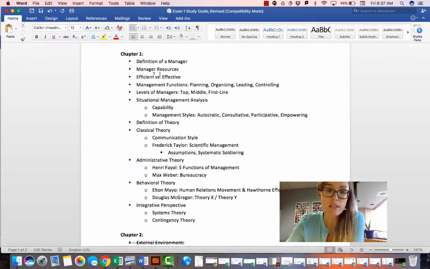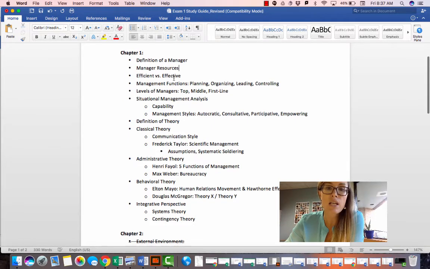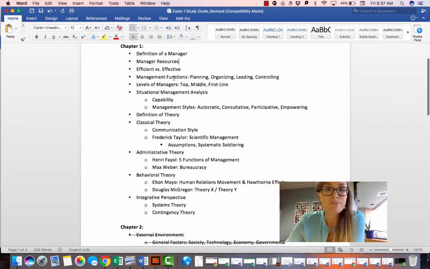We talked about in class about the difference between being efficient and being effective. You will need to know the difference. Being effective is doing things right versus being efficient, doing those things perhaps more quickly. So definitely look back at your notes, being able to identify the two.